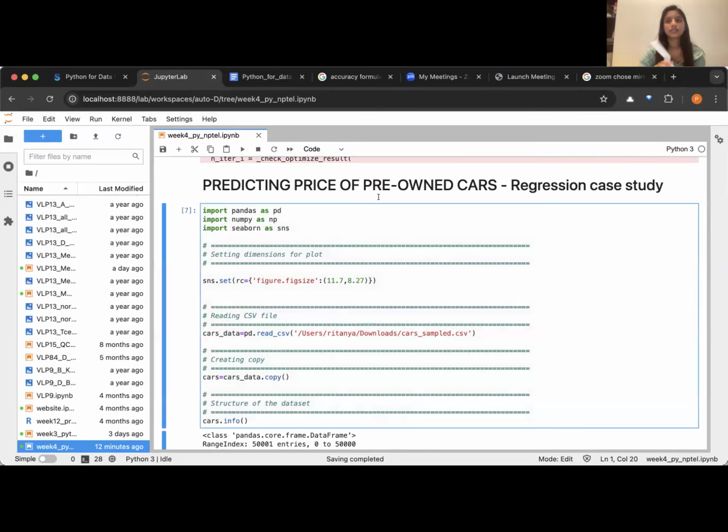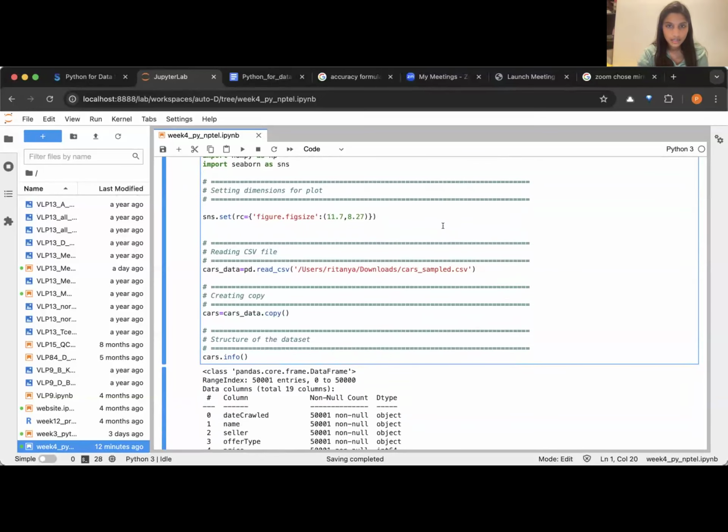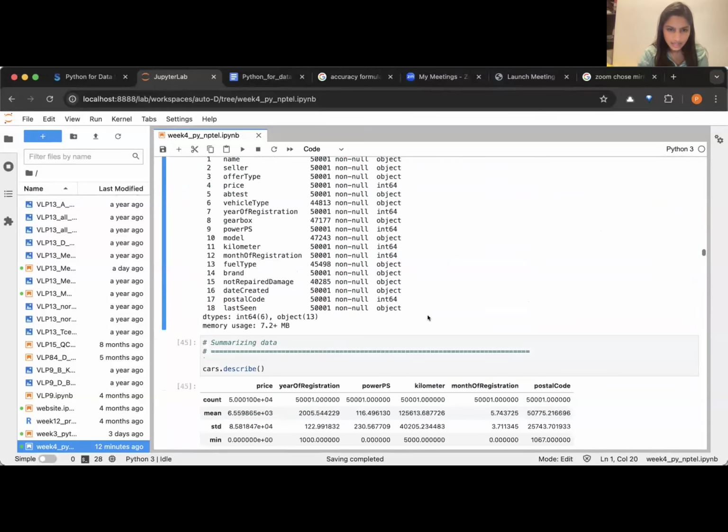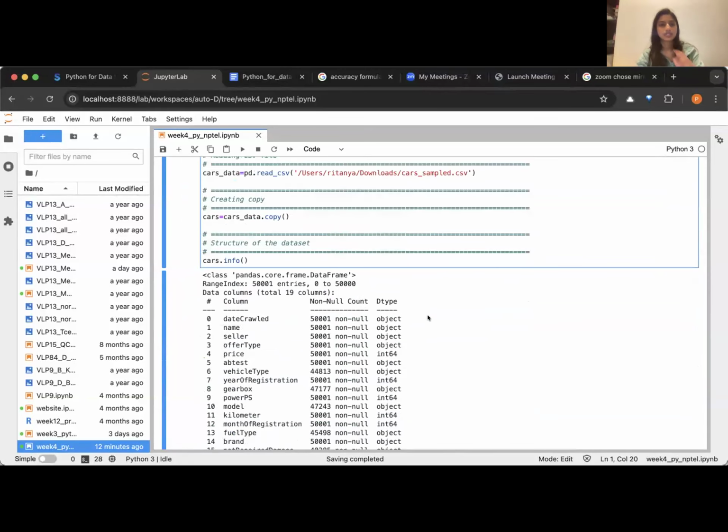So here the next scenario was predicting the price of pre-owned cars. This is like you're predicting the price, which is a continuous variable. I think we use random forest here and regression as well. Yeah, let's see.